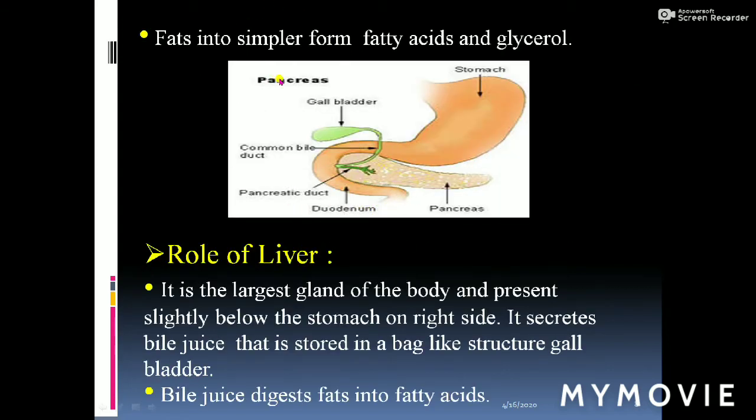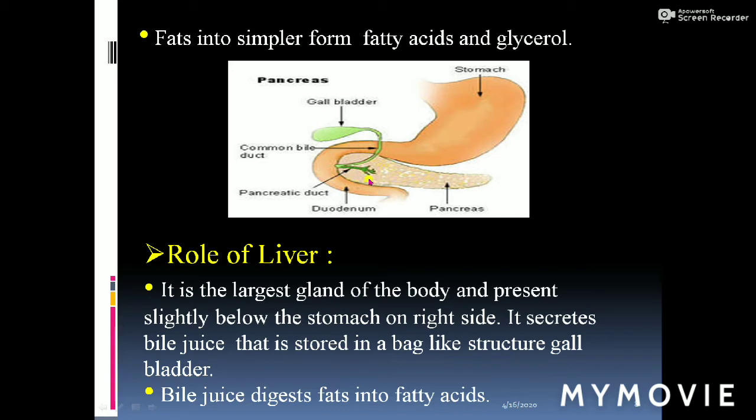Next is the liver. You see here, the picture will be shown to you again. Here I have also written the fats into the simpler forms, fatty acid and glycerol. It means that is also broken down by the pancreas. Now see here the stomach, and this is the gallbladder, and this is the structure of the pancreas. So the pancreas is secreting pancreatic juice that will pass to the small intestine.